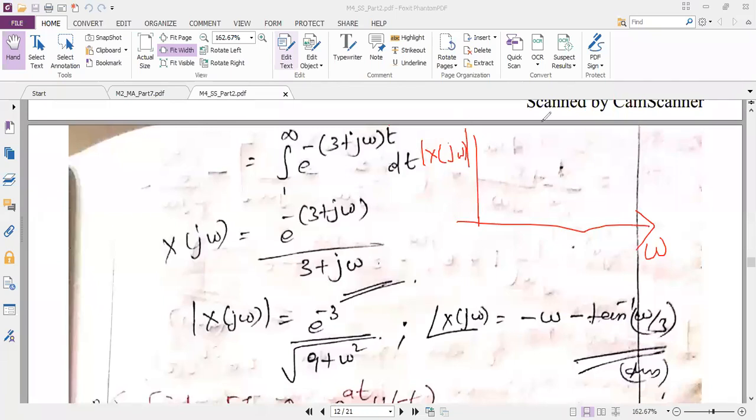Take different values of omega, ma'am. Very good. We have to take different values of omega. So omega, the first initial value is 0, then 1, 2, 3, 4, 5, as per our wish. If you substitute 0 here, the first value is 0, so it is just 9 root of minus 3. So e power minus 3 by 3, if you do the calculation, you'll get some answer.